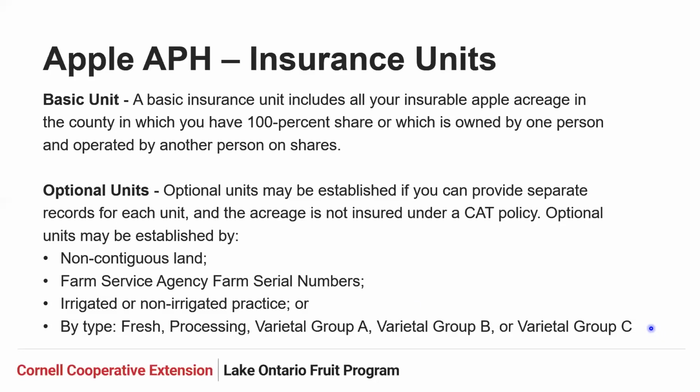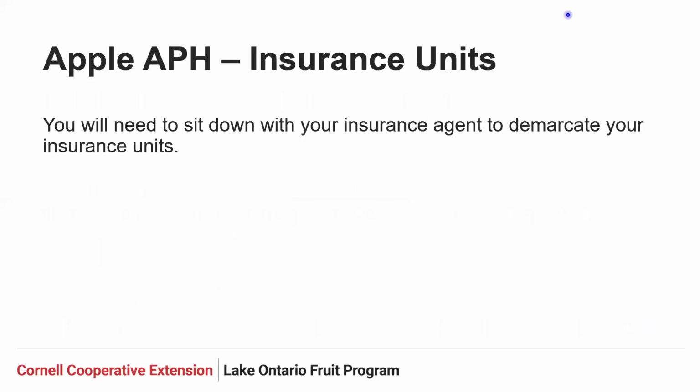When deciding what kind of unit option to choose, this last item, by type, makes a big difference. How your units will break out by fresh or processing or by varietal group A, B, or C will affect your premiums and indemnities and the probability that you will qualify for a claim. Apple APH insurance units. As we mentioned before, you will need to sit down with your insurance agent to demarcate your insurance units.